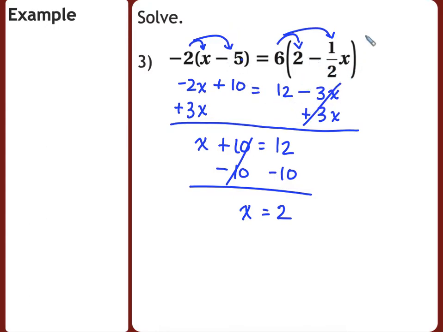On the right-hand side, we put in 2 for x. 1/2 times 2 is 1. So then in the parentheses, 2 minus 1 is 1 times 6 is 6. So both cases, 6 would equal 6, so x equals 2 works out perfectly.